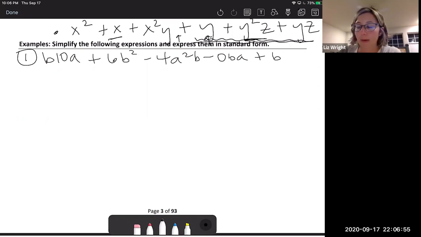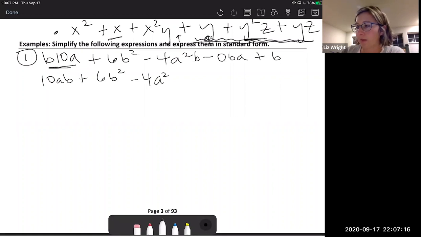So the first step I would do is to go through every single term and put it in the correct order. Like this first term, I'm looking at it and we need to fix it. We need to put our coefficient up front. We need to put the variables in alphabetical order. So it's going to be 10ab plus 6b squared, because that second term's fine. And then I'd look at the next one. That next term also looks fine. And then that minus 0ba is going to go away because 0 times anything is going to be 0, right? So that goes away to 0. And then this is going to be plus b.